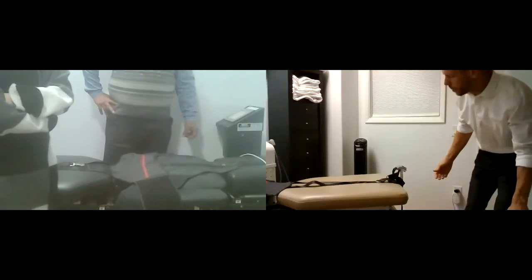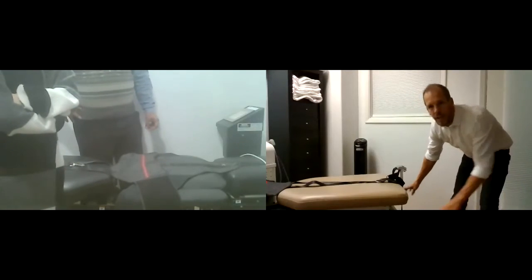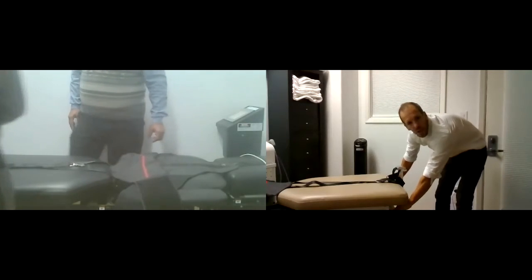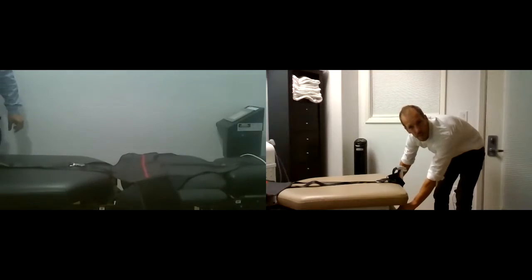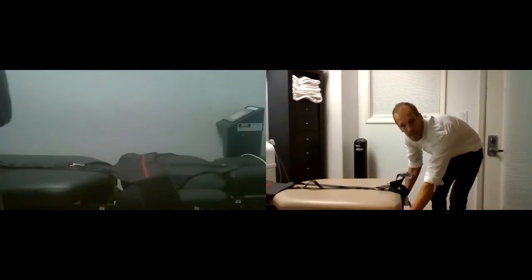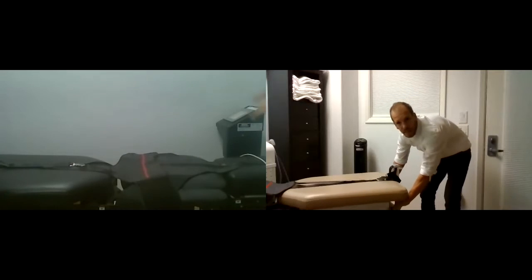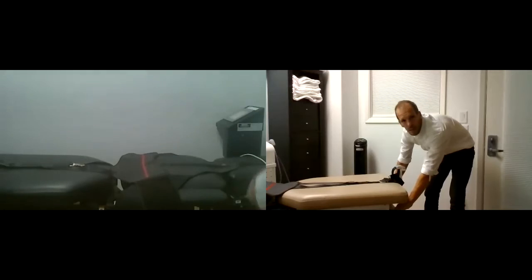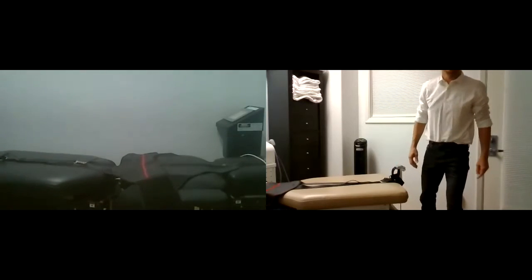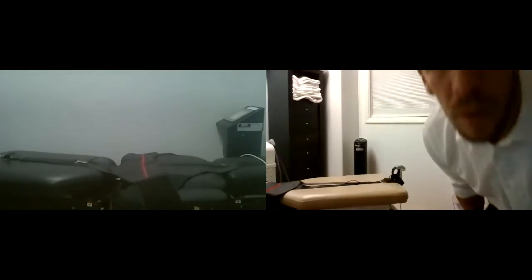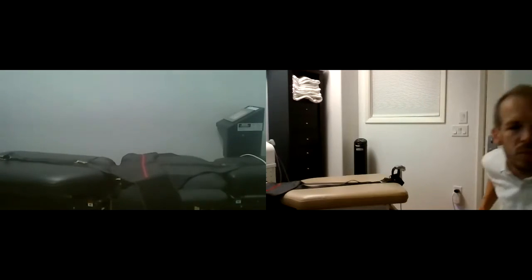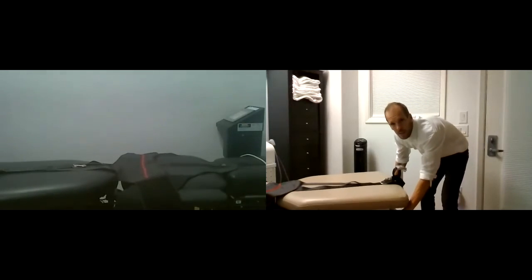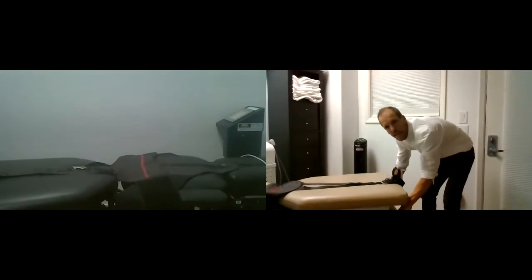Okay, so if you go to the bottom of your table here, you're going to have 2 handles. If you squeeze just the left mechanism with your left hand, you're going to see that your table is going to laterally flex left and right. And if you squeeze just the right one, you're going to see that your table rotates left and right. So you have rotation and you have lateral flexion.